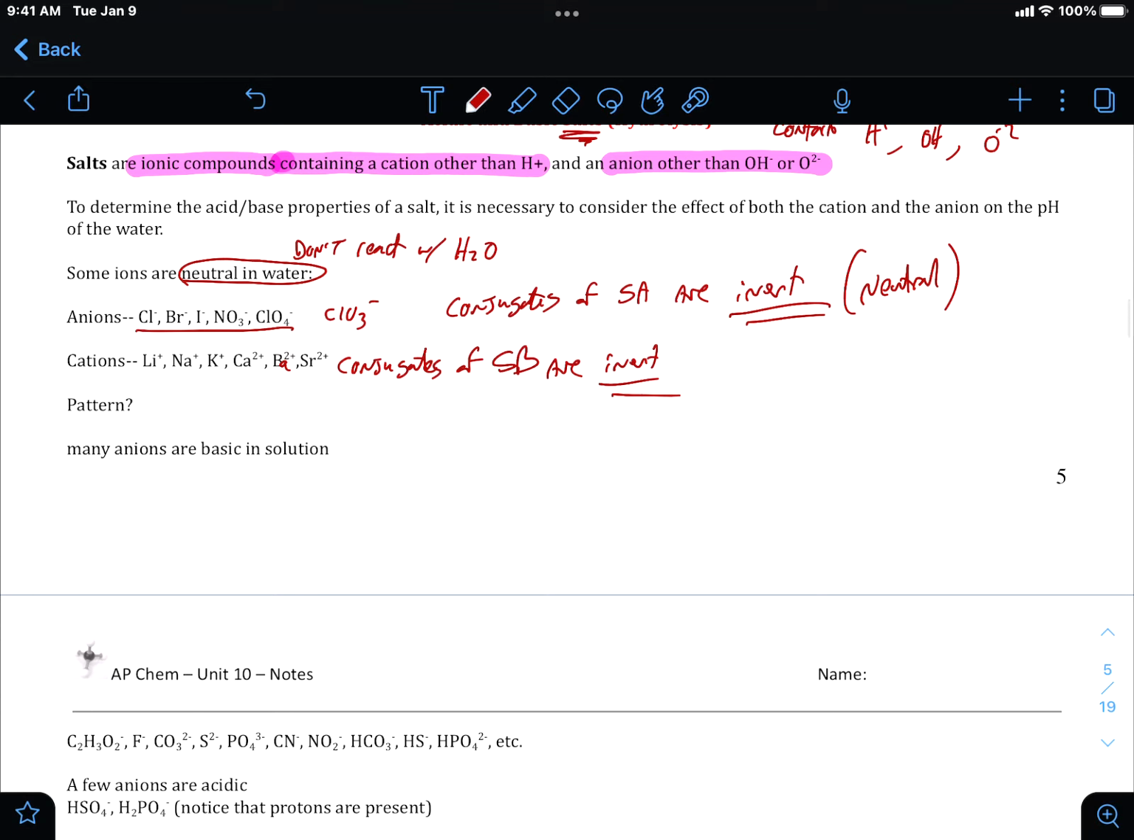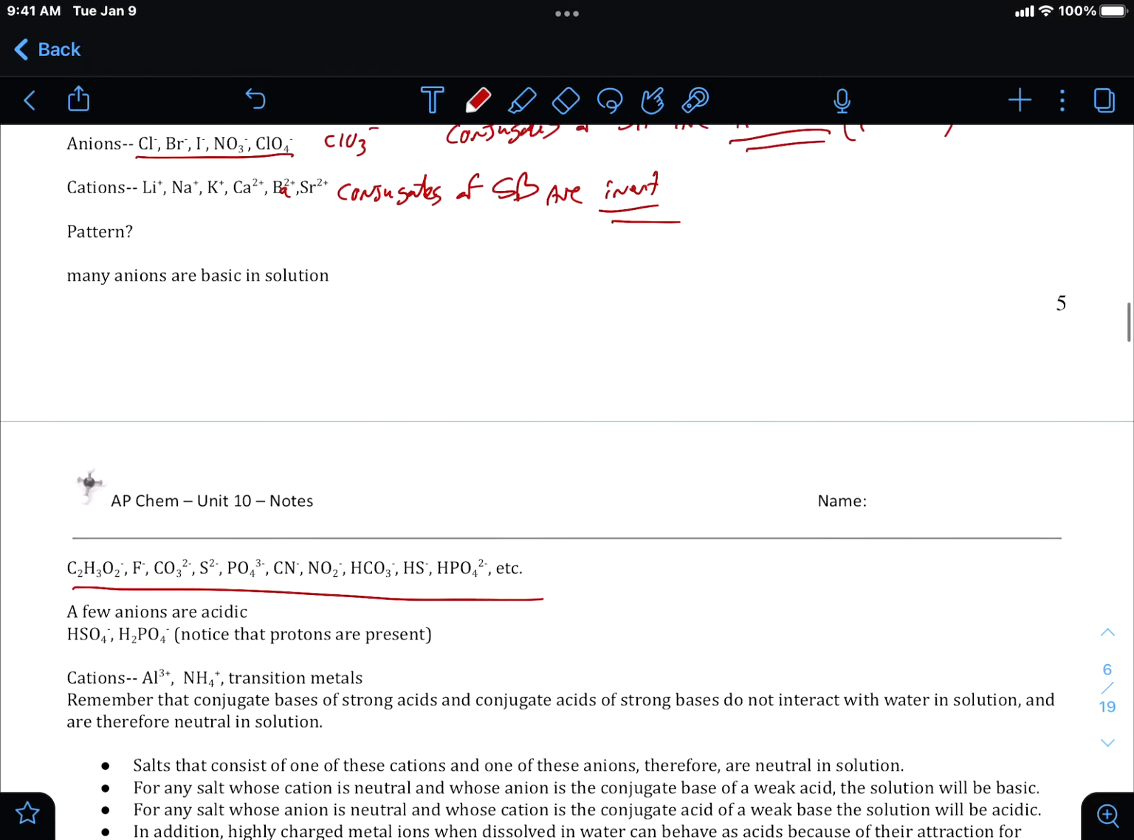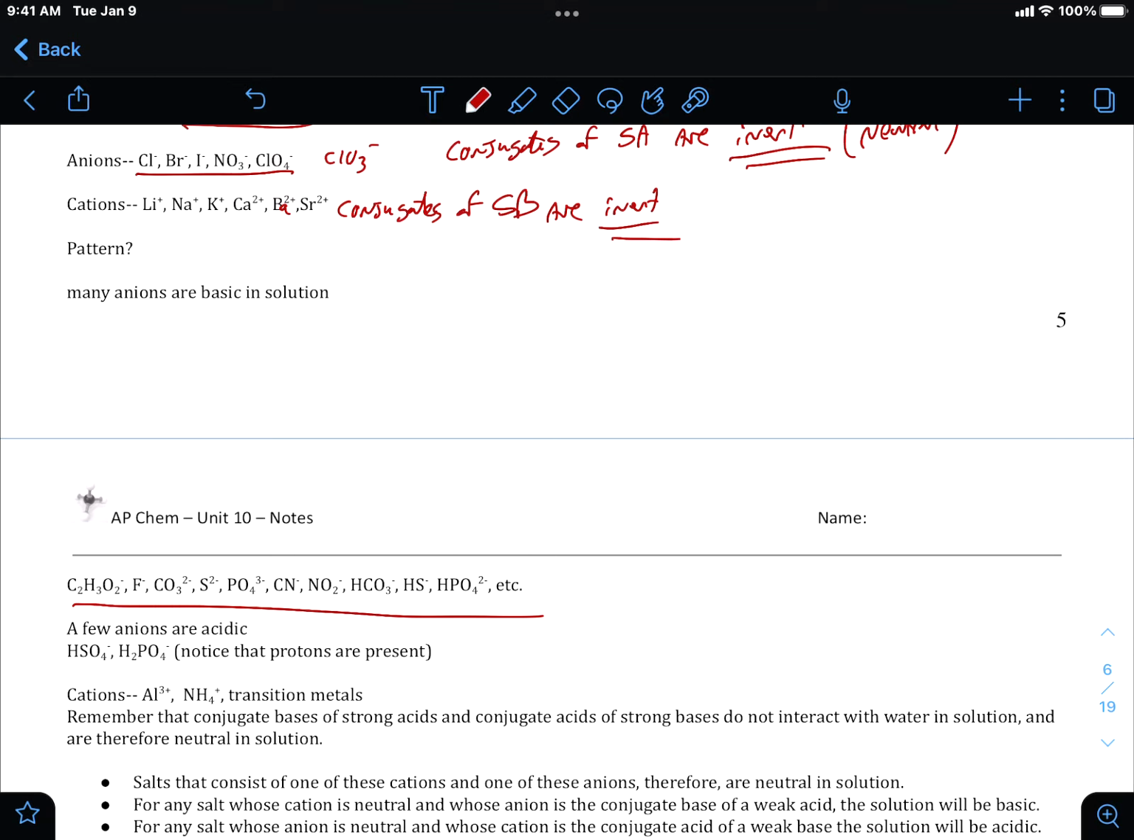Many anions are basic in solution. Here's just a sampling of some anions. Now, let me demonstrate. If I picked any one of these ions, for example, CO3 2-, this is carbonate. Actually, let me back up. Let me write the salt first. Let's say I have a compound, sodium carbonate, and let's say I dissolve it.